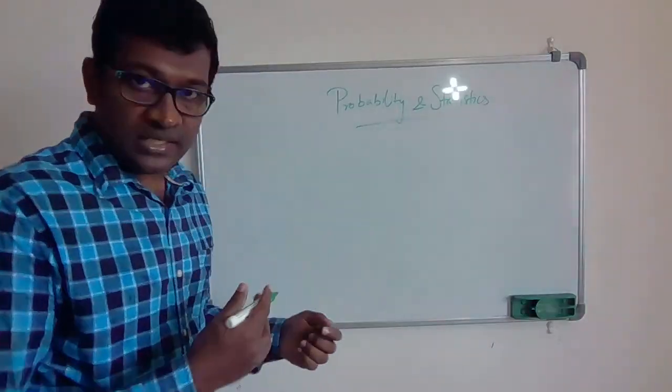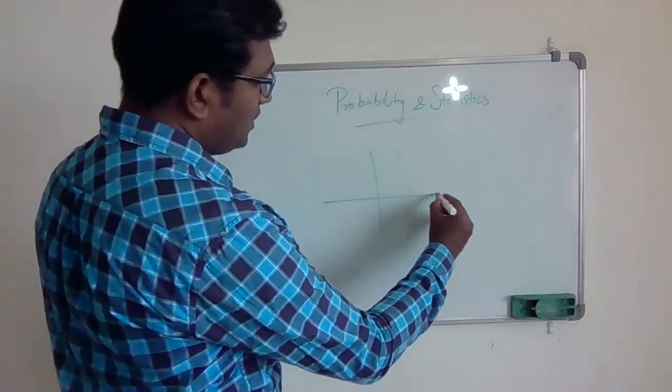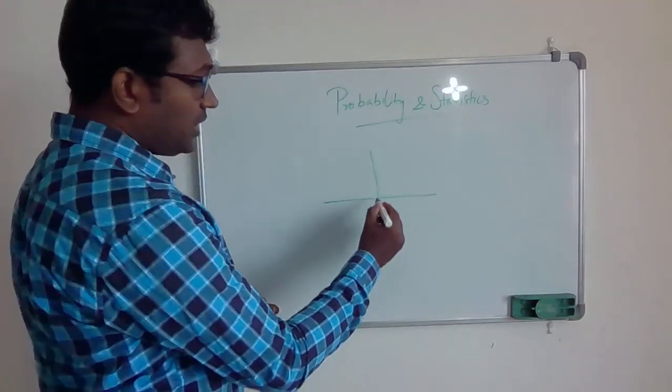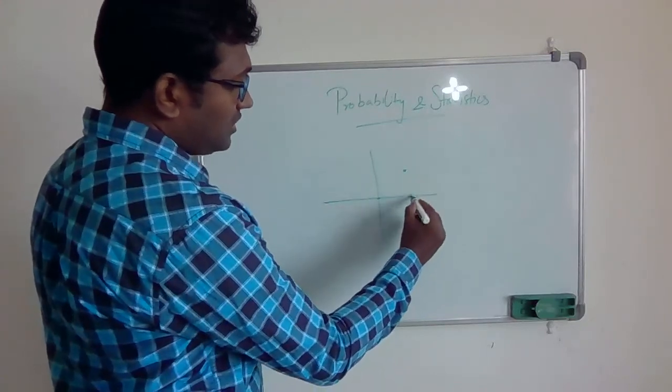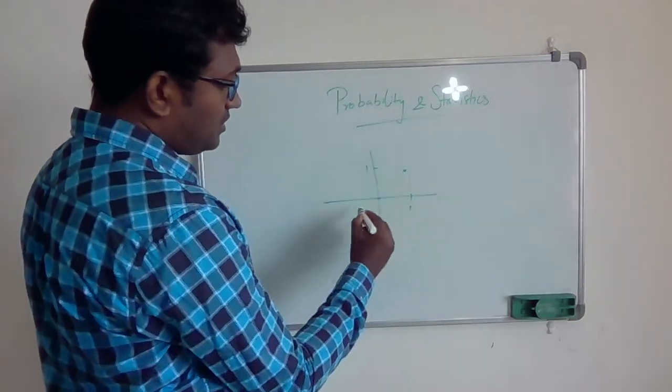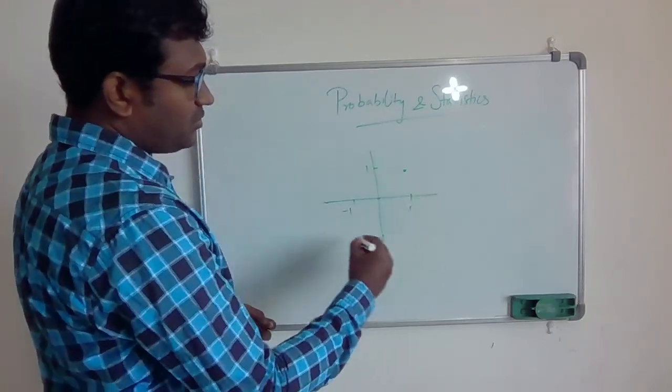Now let's extend that idea to two dimensions, where we have two sets of values, something like 3 points. Let's take one point here, and let's say this is 1, this is 1, this is minus 1, and this is my x-axis. Just trying to put it here.